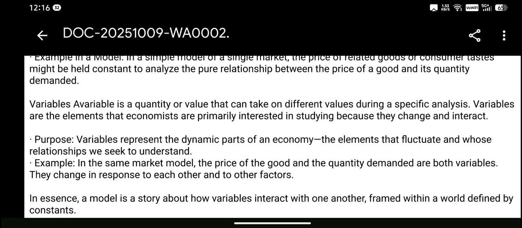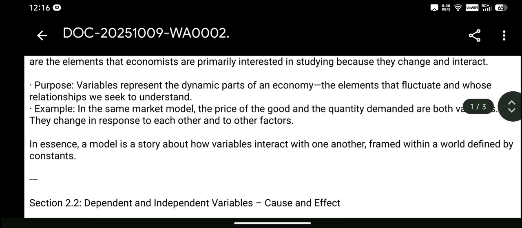Variable. A variable is a quantity or value that can take on different values during a specific analysis. Variables are elements that economists are primarily interested in studying because they change and interact. Purpose: variables represent the dynamic parts of an economy, the elements that fluctuate and whose relationships we seek to understand.